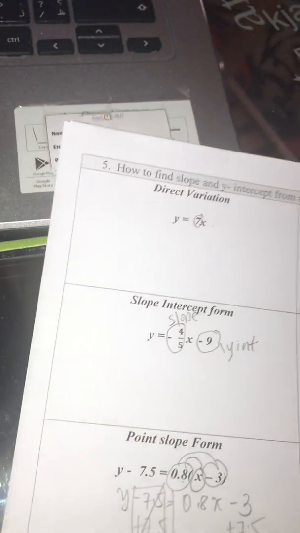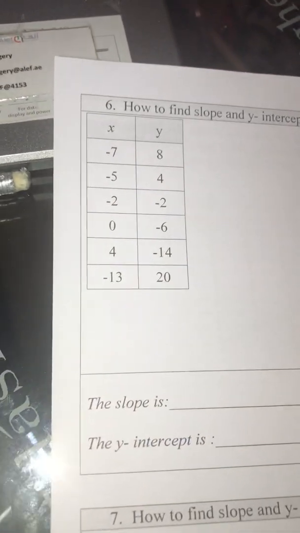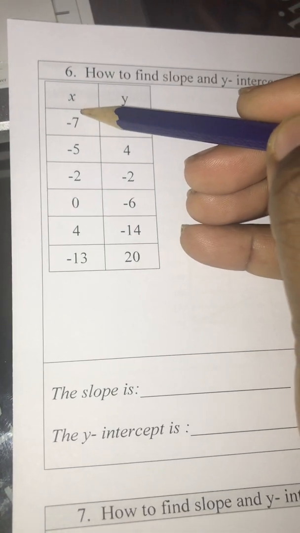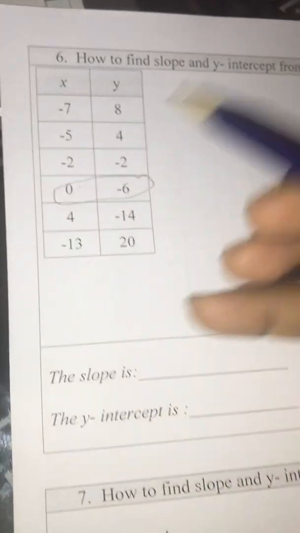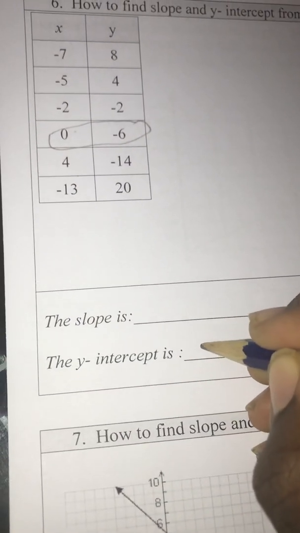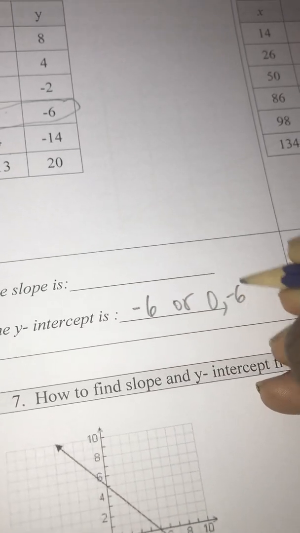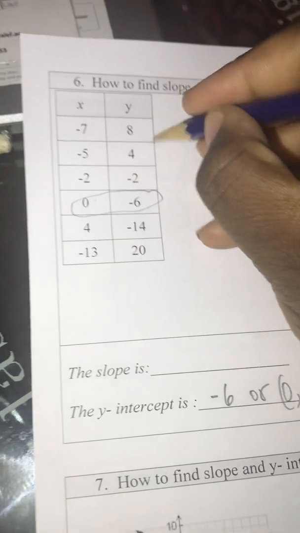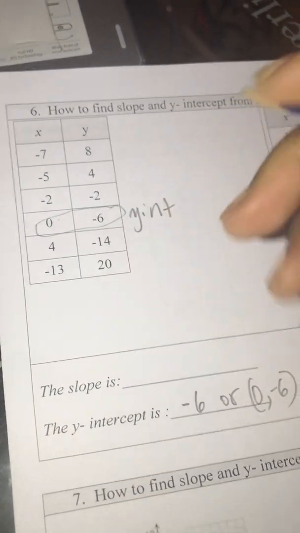So there. Okay? So if you've been given an equation, when they give you a table and they ask you to find the slope and the y-intercept, I come here and I look for x equals 0. When I see x equals 0, this is my y-intercept. My y-intercept is negative 6 or 0, 6. Right there, y-intercept.